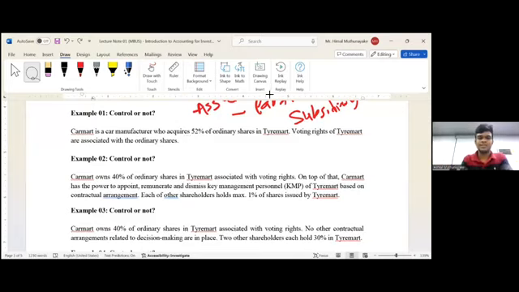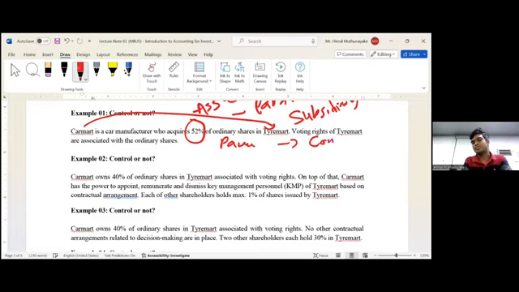So here you are having 52%. That means Carmart can control Tire Mart. That means we are having the parent subsidiary relationship. That means you need to prepare the consolidated financial statements, right? You need to prepare the consolidated financial statements.